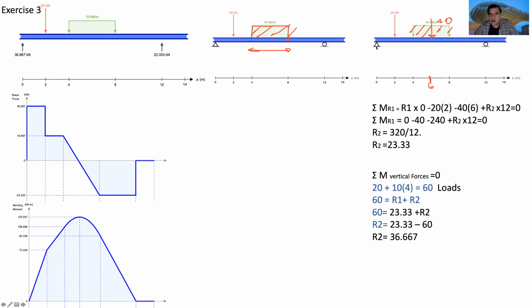Let's calculate the reaction in 1. The moment equation will be R1 multiplied by 0, which disappears, okay? 20 multiplied by 2, negative because it's pushing down, 40 multiplied by 6. This is this distance, 6. And finally, 12 multiplied by R2. That is the R2 that is there. We take out R2 from the equation, and it's 320 divided by 12. R2 is 23.33. That's it.